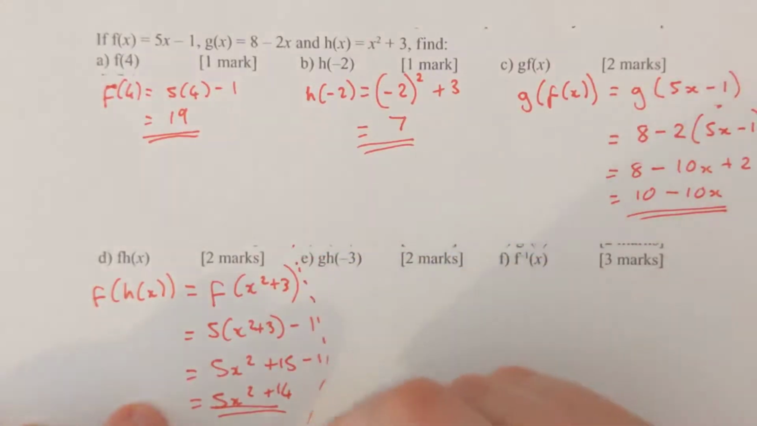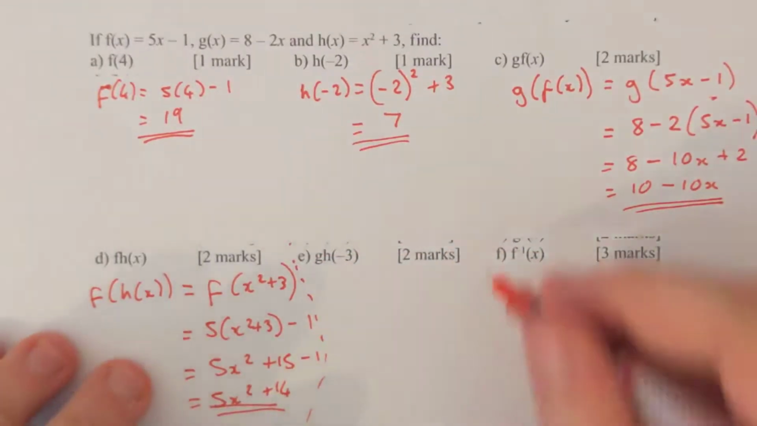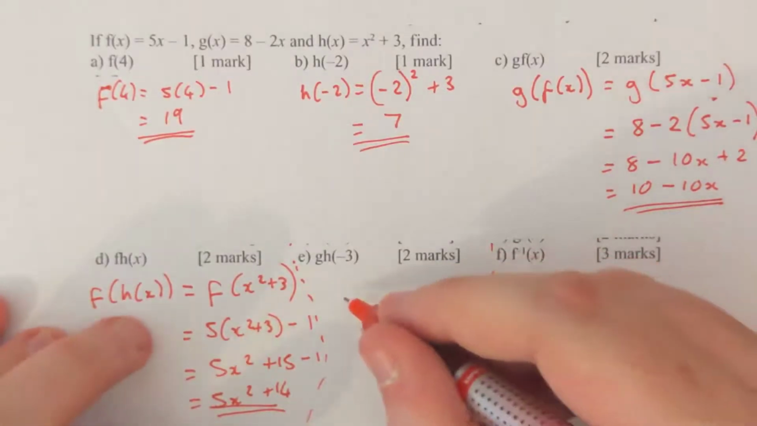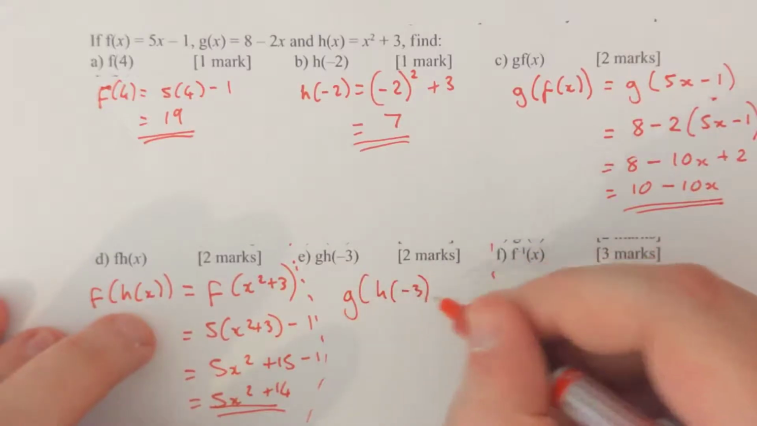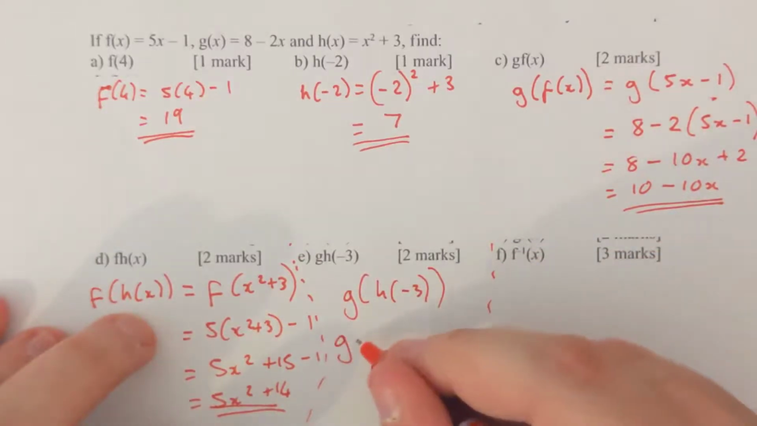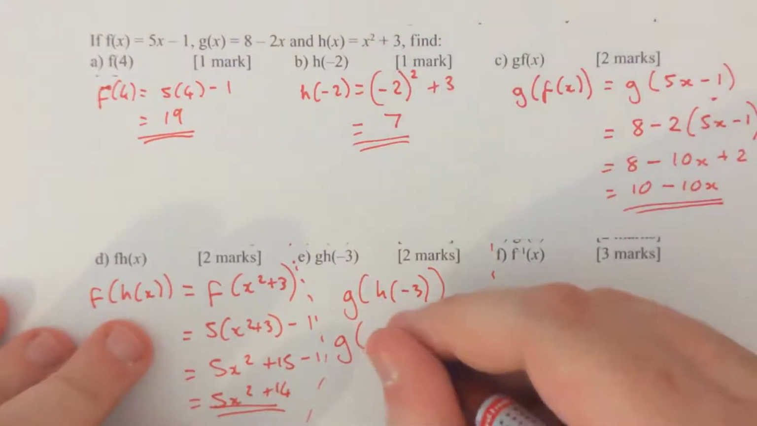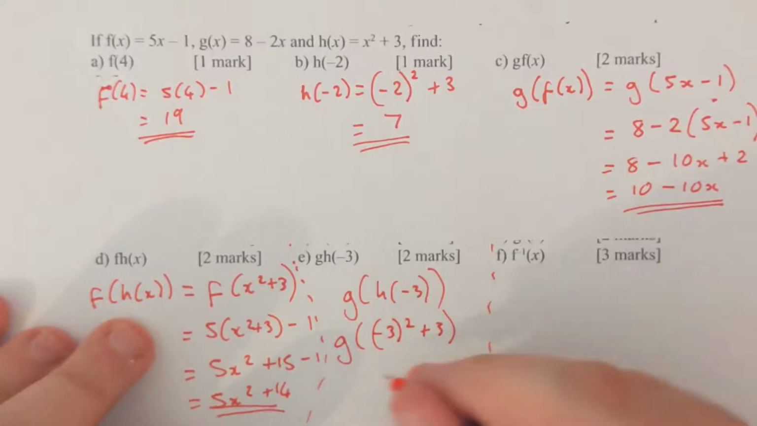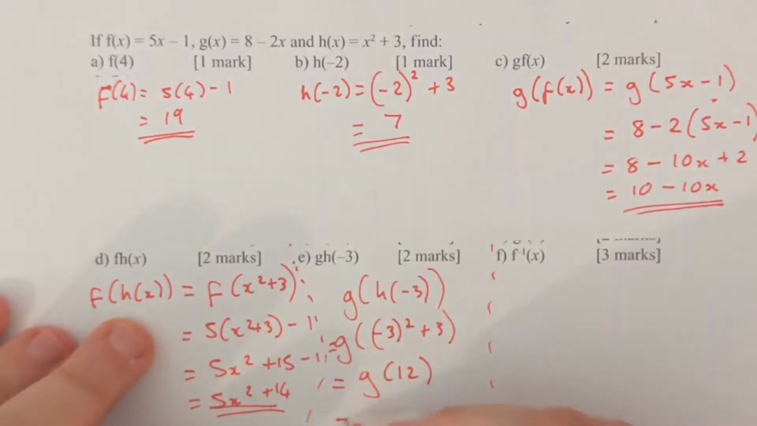And just mark that out. G of h of minus 3, and let's mark that as well. So exactly the same approach, but now I actually have a number, so that's g of h of minus 3, which is g of, and then h of minus 3 is minus 3 all squared plus 3, which is 9 plus 3, so that's equal to g of 12. And g of 12 is then 8 minus 2 times 12, which is 8 subtract 24, which is negative 16.